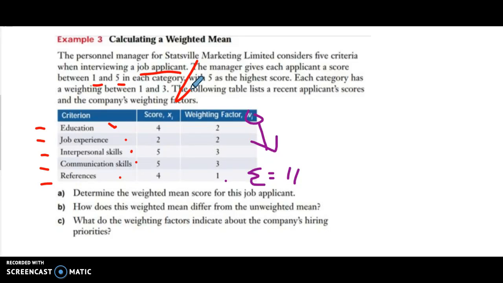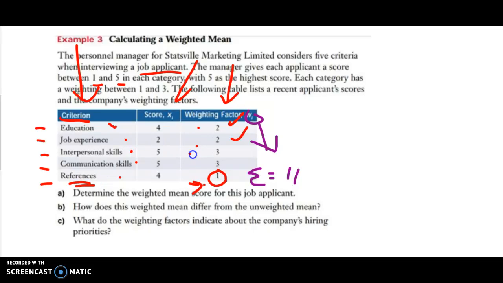But the company says, let's not do that. We do want to look at all these criteria, but we don't want to weigh them the same. So we're going to give them a weight factor. References aren't that important, so we'll give them a value of 1. Education and job experience are pretty important, so we'll give them a factor of 2, double the weight of references.